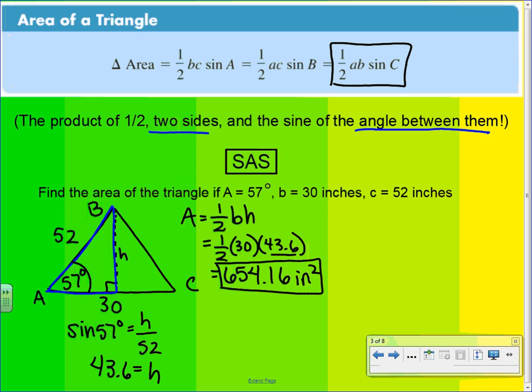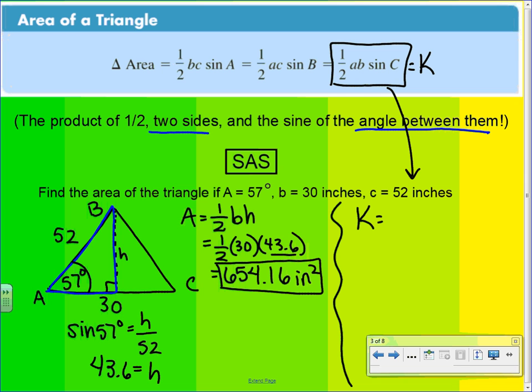And we're going to use, instead of an A for area, we're going to use a K in this section because many times we're already going to have an A in the triangle and that could get confusing. We don't want it to look like an angle A. So we're going to say the area of a triangle K is 1/2 AB sine of C. And what that means is it's 1/2 times a side times a side times the sine of the angle between them. So let's see if we can use that on the triangle we just had a moment ago.